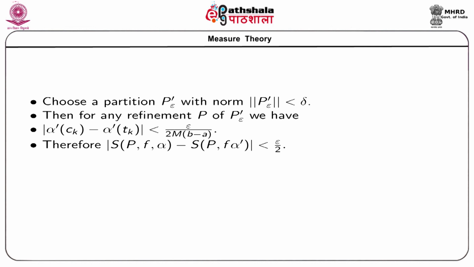Now, choose a partition p epsilon dash with norm p epsilon dash less than delta. Then observe that for any refinement p of p epsilon dash, we have mod alpha dash c k minus alpha dash t k less than epsilon by 2 capital M into b minus a, and this shows that mod S P F alpha minus S P F alpha dash is less than epsilon by 2.